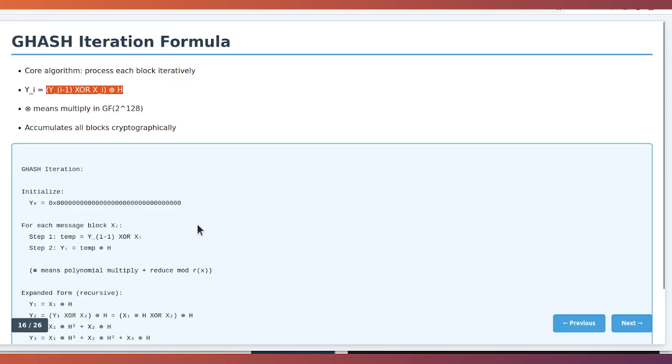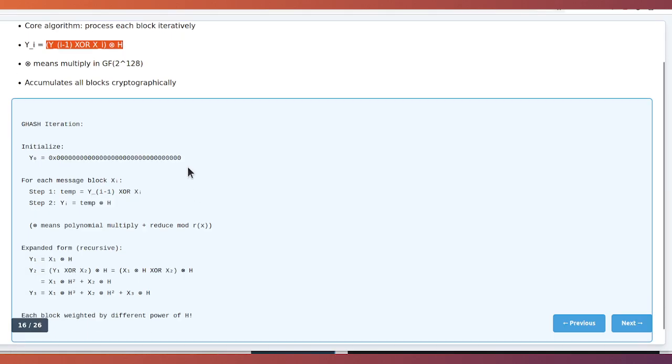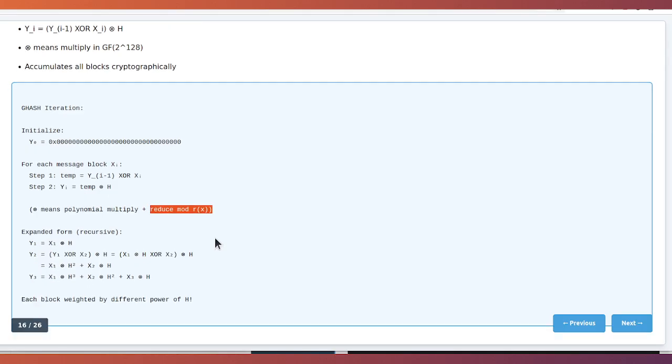Let's break this down step by step. First, we take the current accumulator value Y subscript i-1. We XOR it with the new message block X subscript i. This XOR operation combines the accumulator with new data. Then we multiply the result by H using polynomial multiplication. This multiplication is done in GF of 2 to the 128th power, which means we multiply the polynomials and then reduce the result modulo the irreducible polynomial to keep it at 128 bits. The result becomes our new accumulator Y subscript i. We repeat this process for every message block.